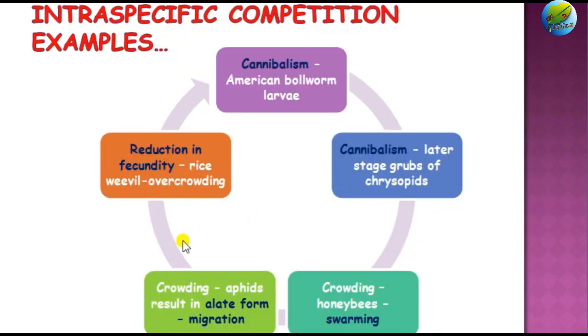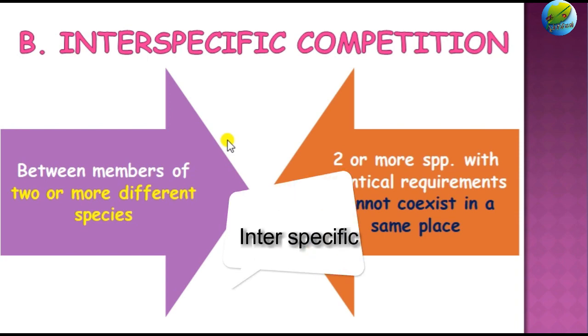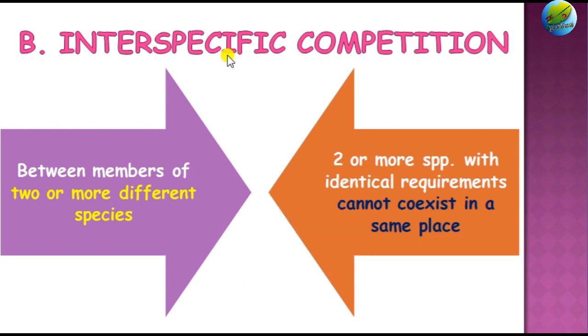These are all the ways how the environment finds its balance in order to avoid the population growing above the carrying capacity of the environment. The second kind of competition is the inter-specific competition. This is the competition occurring between the members of two or more species. Two or more competing species with identical requirements cannot coexist in the same place for a long time.